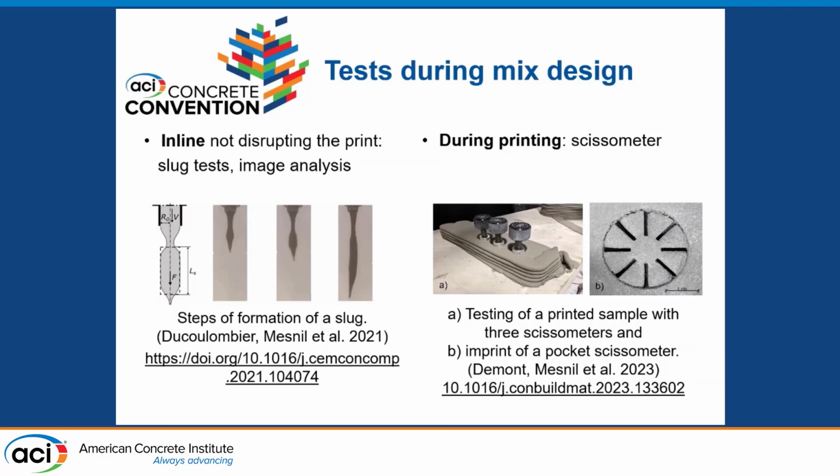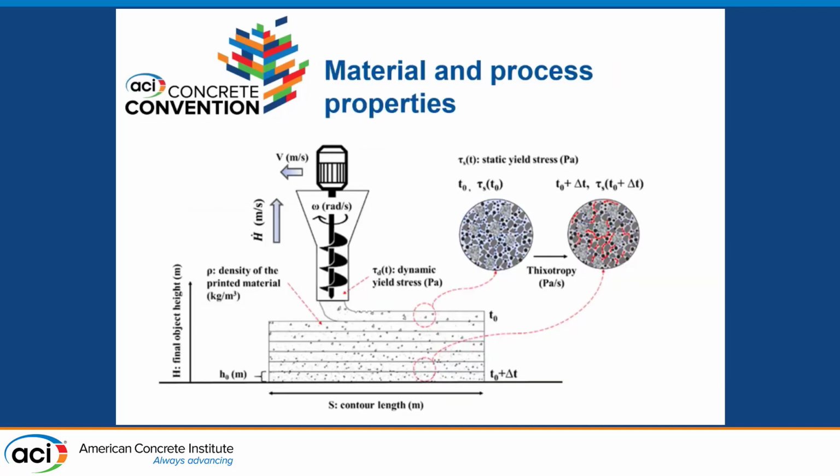And then there's another test with the cissometer, where you need to print an element and then do a destructive test. That's also a good practice. And then if you really measure your yield stress, you see that it has a direct impact on quality control, the height of your layers and how many layers you can print.